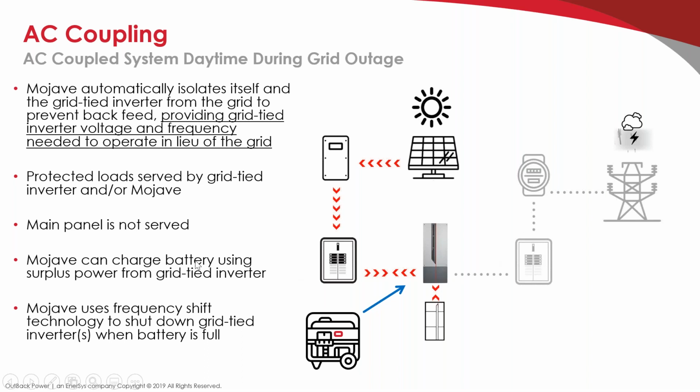The Mojave can charge the battery using the surplus power from the grid tie inverter. So once the loads are being fully powered, that power continues over to the Mojave. The Mojave uses that power to charge the battery. The Mojave uses frequency shift technology to shut down the grid tie inverters when the battery is full. In other words, when the loads are being fully powered, when the battery is fully charged, there's no grid to export to, you have to shut down the system.